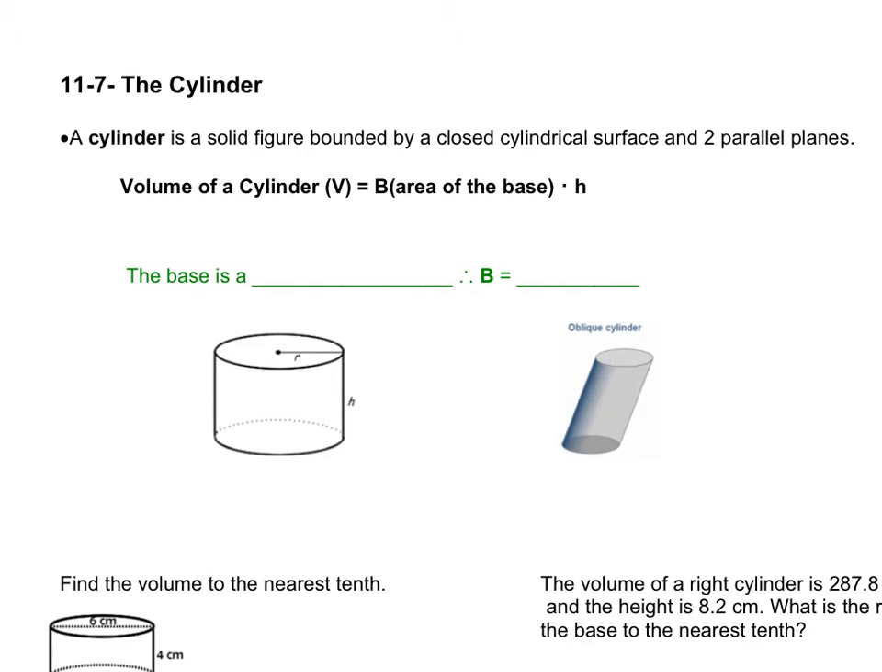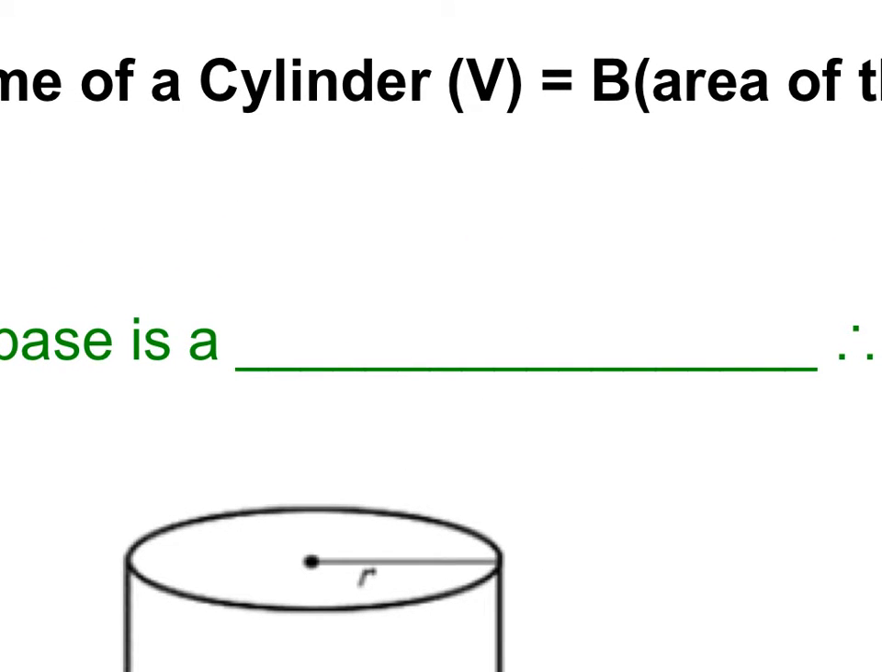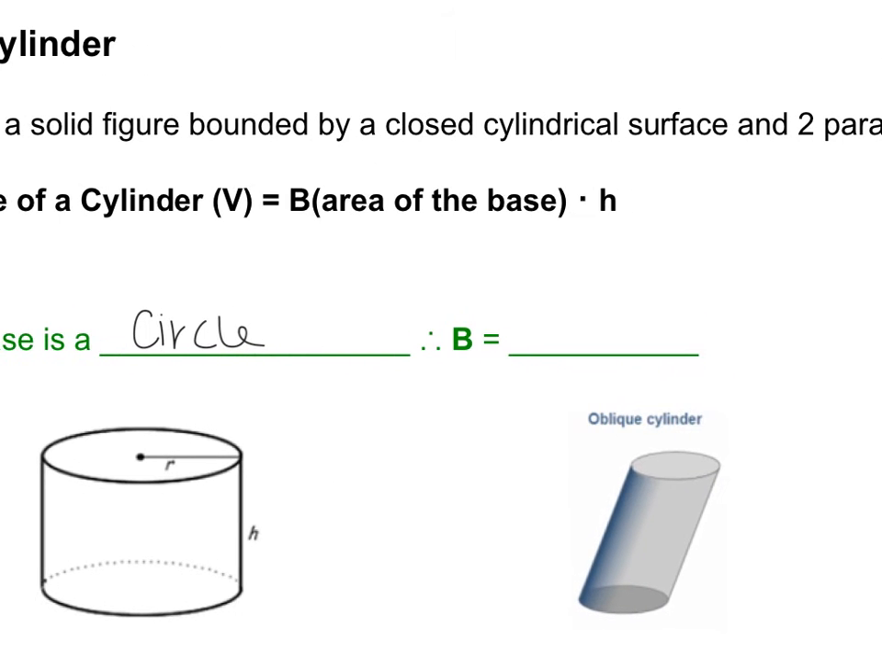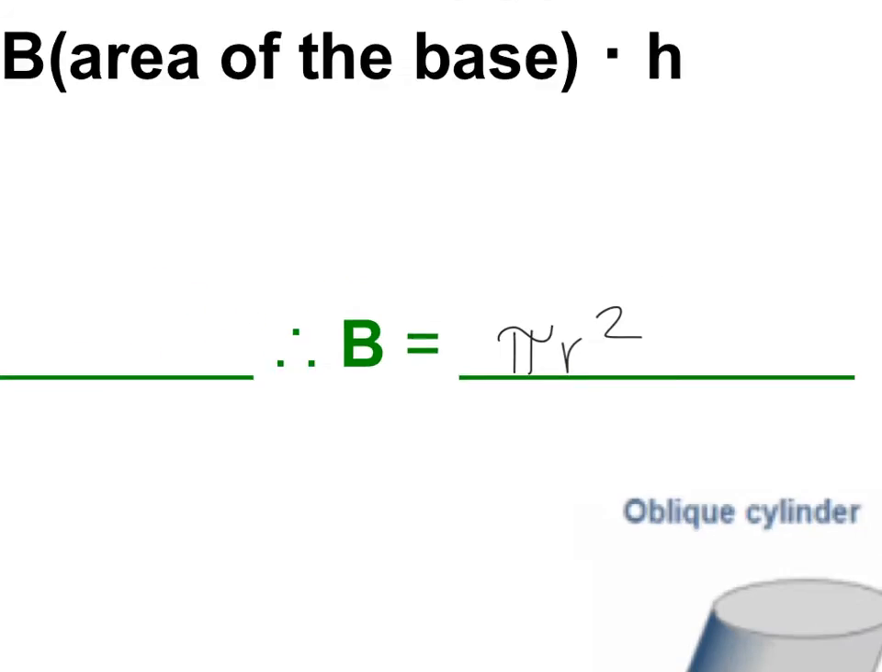But here's the best part. The base is always going to be a circle. So if you look at our image down here, it's just a circle, it's just sort of stretched out. So our base is a circle, which means that our area of the base is always just going to be pi r squared, because the area of a circle is pi r squared.